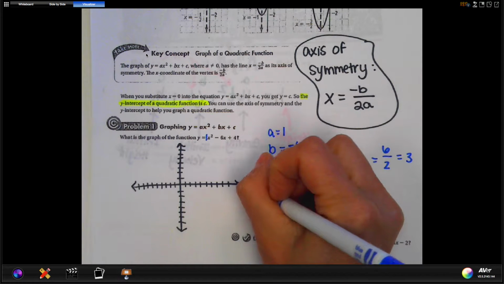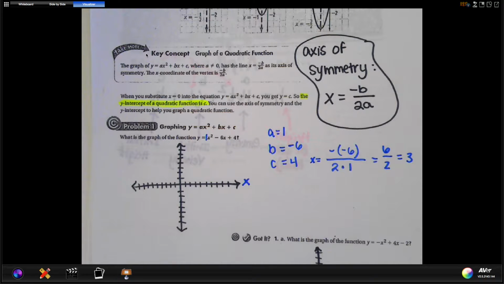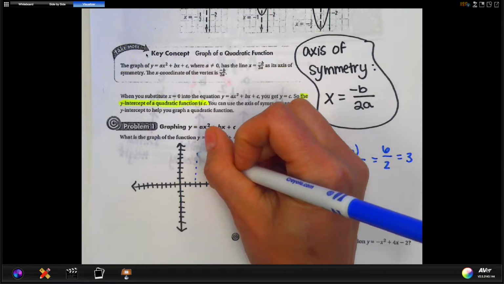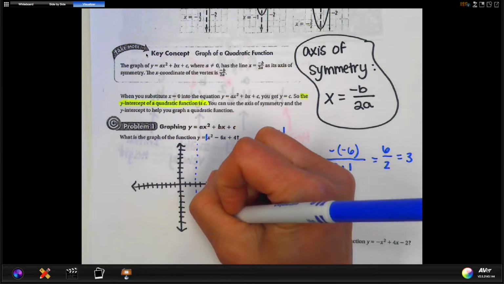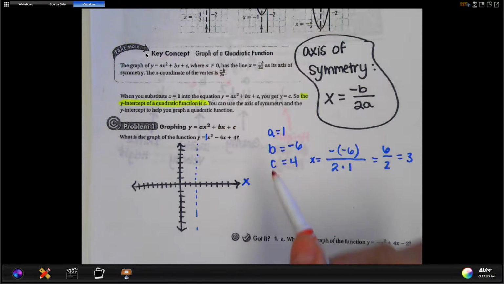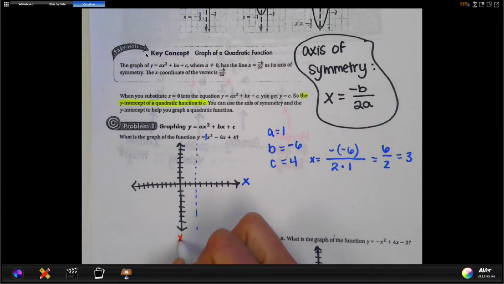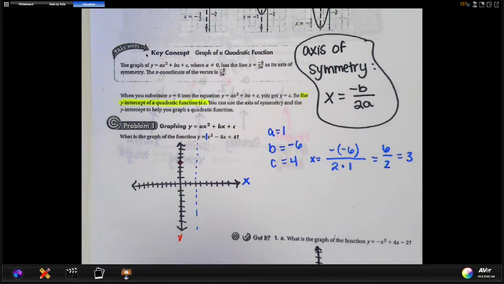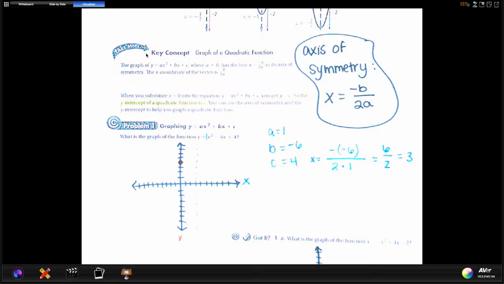So on our x line, we find x equals 3. So 1, 2, 3. And so we use a dotted line usually for our axis of symmetry. We know that's going to be our fold line for our parabola, right there. The other thing we know from the information is that the y-intercept is going to be the value of c. So c is 4, right? So this is my y line. So 1, 2, 3, 4. It's going to cross there at 4. And hopefully we can see this on video here. That's your y value.